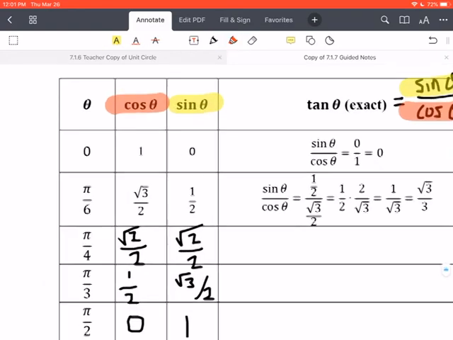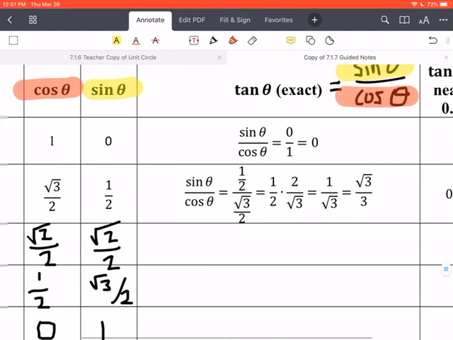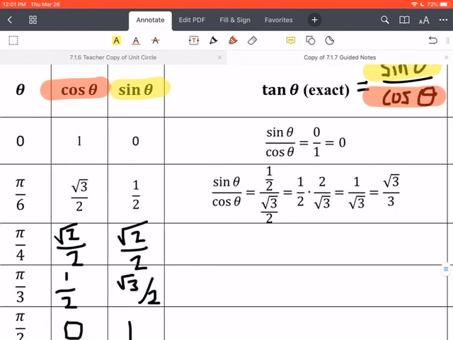So let's go ahead and see that on the pi over 6. They took 1/2, which is the sine of theta, and they divided it by root 3 over 2. Now they're showing the multiplication by the reciprocal. So what is the reciprocal of root 3 over 2? It is 2 over root 3. Now how do you multiply fractions? You multiply straight across the top, and then you multiply straight across the bottoms.